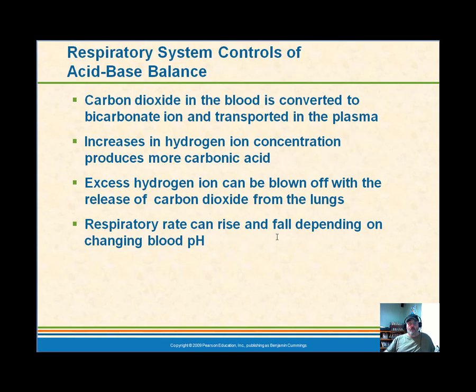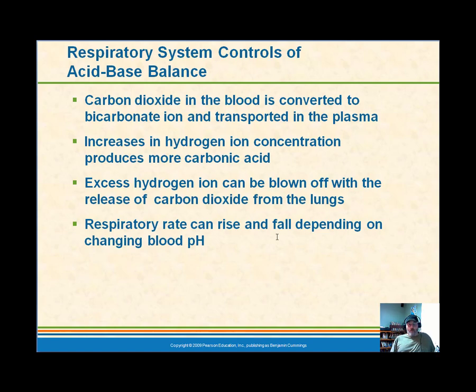Now, respiratory system control of acid-base balance. We've got carbon dioxide in the bloodstream, which is converted to bicarbonate ion and transported in the plasma. Now, increases in hydrogen ion concentration produce more carbonic acid. Excess hydrogen ion can be blown off with the release of carbon dioxide in the lungs. So your respiratory rate will rise and fall depending on changes in pH.